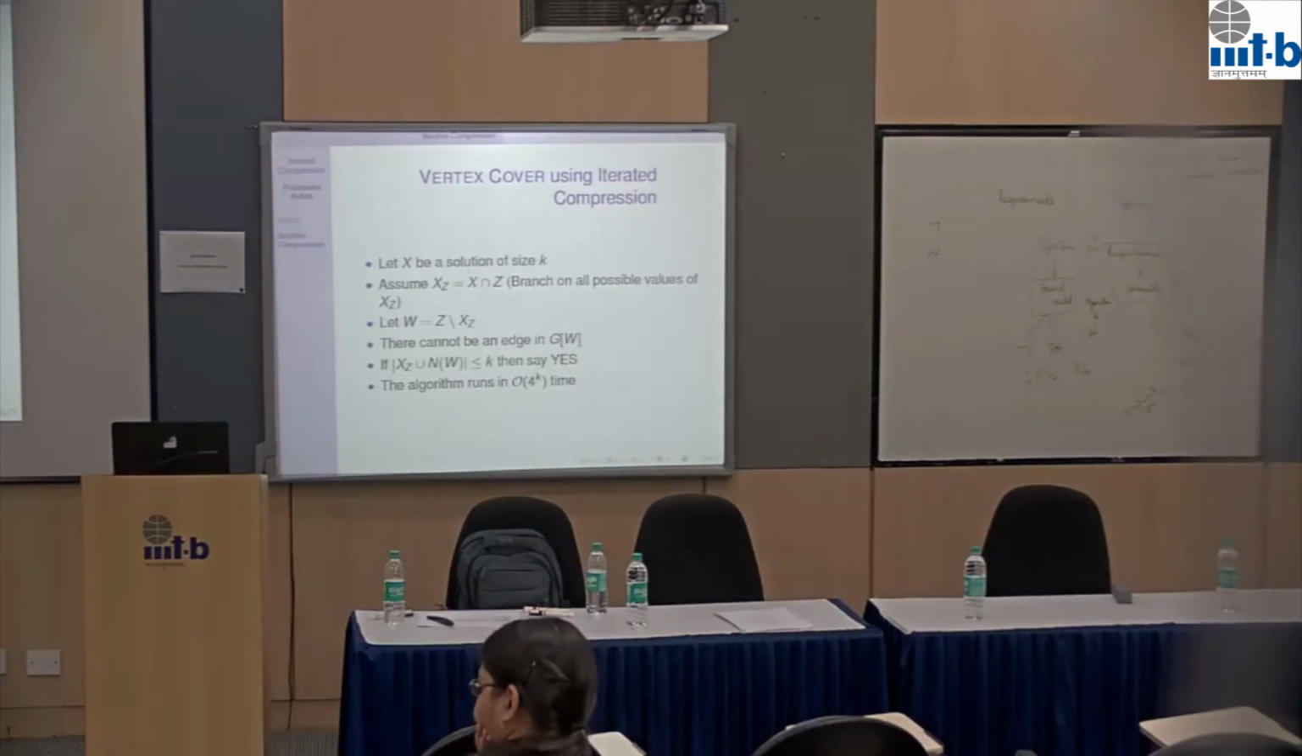No, it can be disjoint also. That's why I said all possible subsets. You even take the null set. This doesn't say that X should intersect with Z. X intersection Z can be a null set also, and we are iterating over that also. Was that your question?